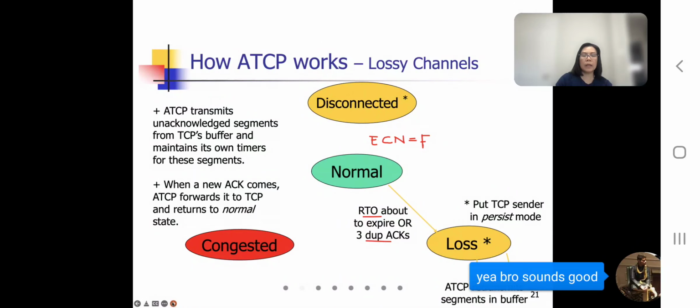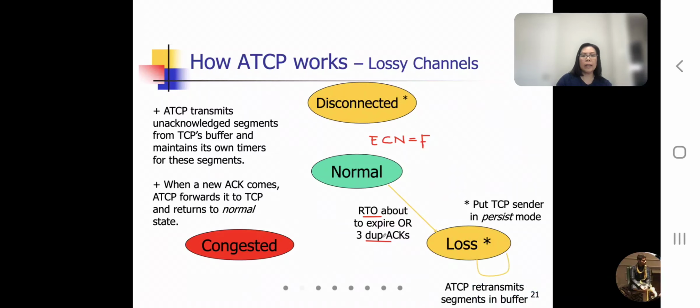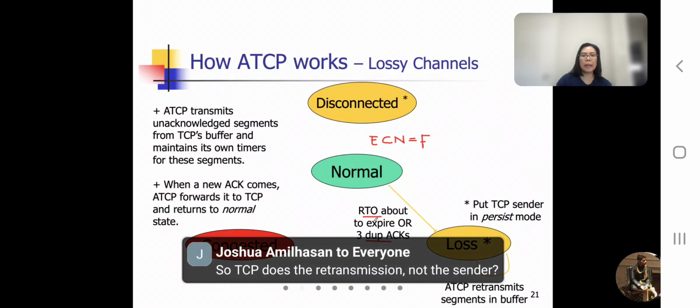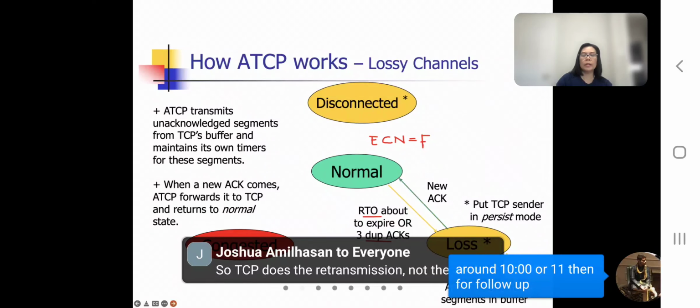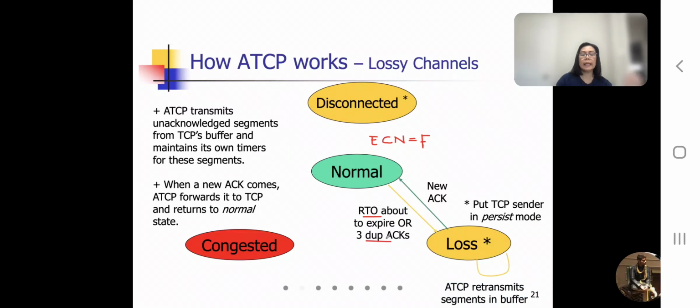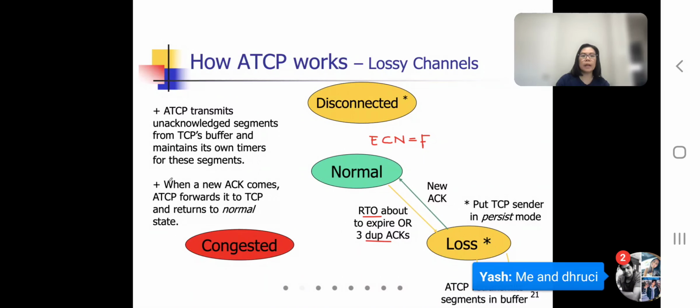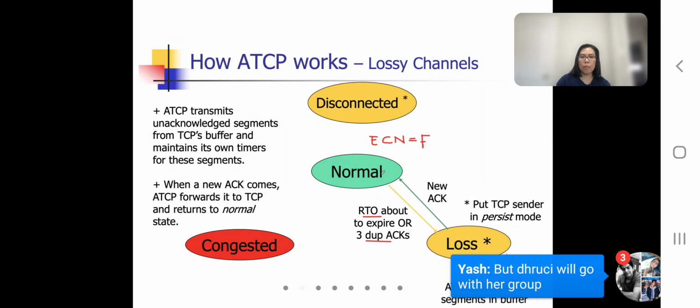And then after ATCP retransmits, if the receiver acknowledges these packets, so that means we have a new acknowledgement for these packets, then in that case ATCP assumes that now everything is back to normal. So ATCP and TCP go back to normal.